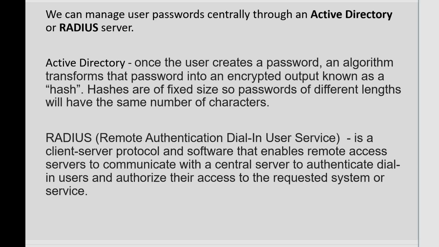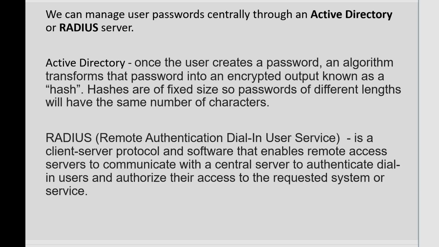So we can manage user passwords centrally through an Active Directory or a RADIUS server. So what is an Active Directory and a RADIUS server? In our Active Directory, the user creates a password, and an algorithm transforms that password into an encrypted output known as a hash. Hashes are of fixed size, so passwords of different lengths will have the same number of characters, similar to what we did when we configured our router with a local password in the command line interface, or the CLI, which was when our encryption was enabled.